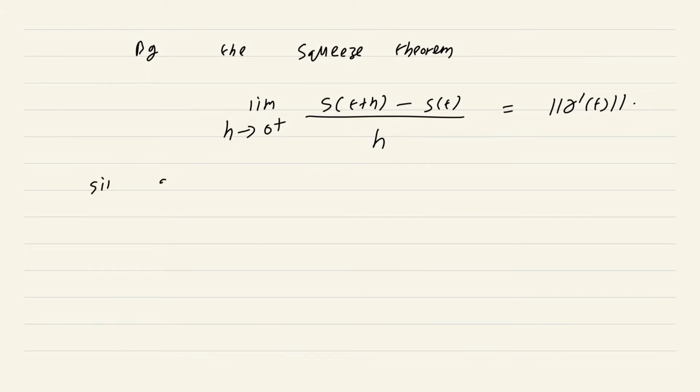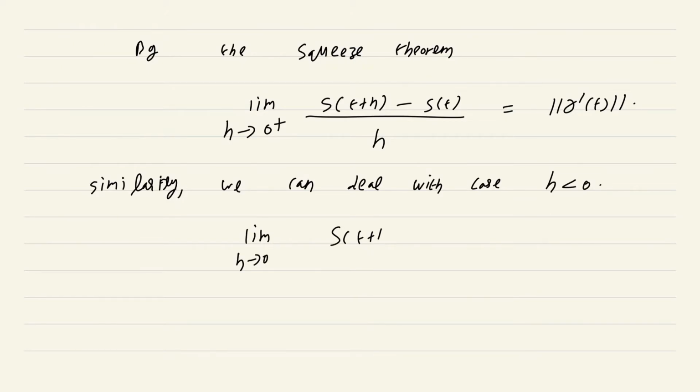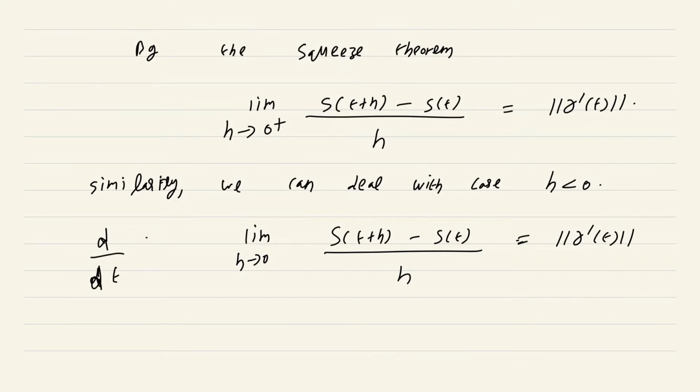Similarly, we can deal with the case h less than 0. So the net upshot is limit h going to 0 of s of t plus h minus s of t by h is norm gamma prime of t. But this is nothing but d by dt of s of t, which is nothing but s prime, the derivative of s at t.